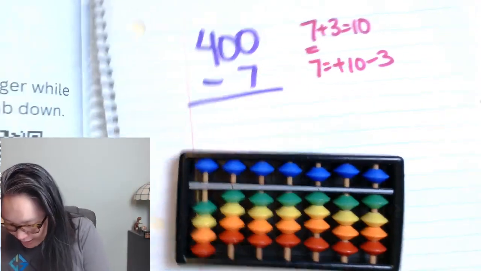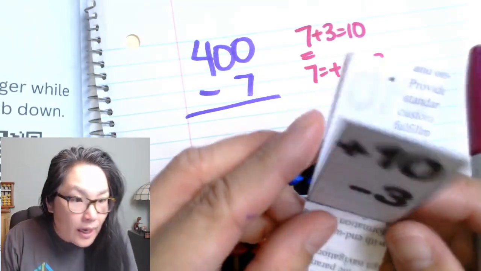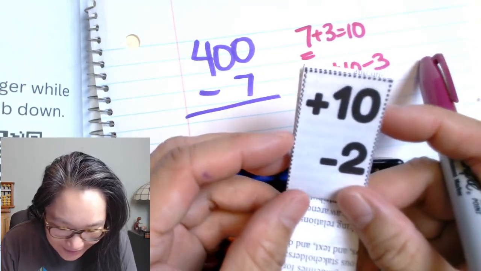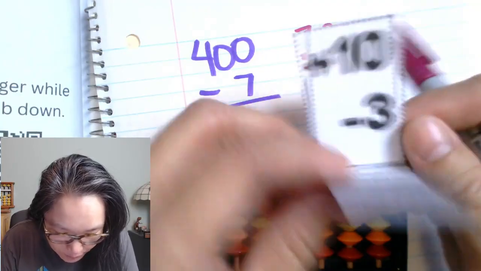So when I rewrite it, I don't know if Beal is, oh, you're still here, Beal? When I rewrite it, I do plus the 7.